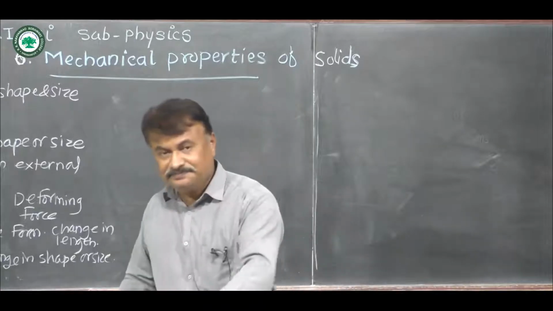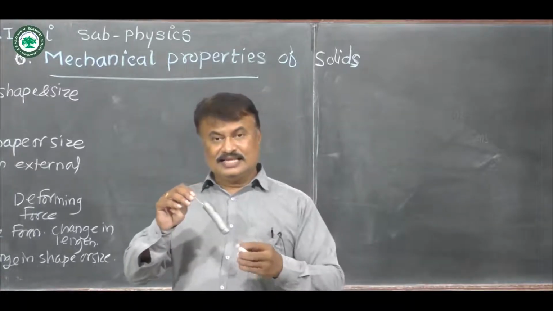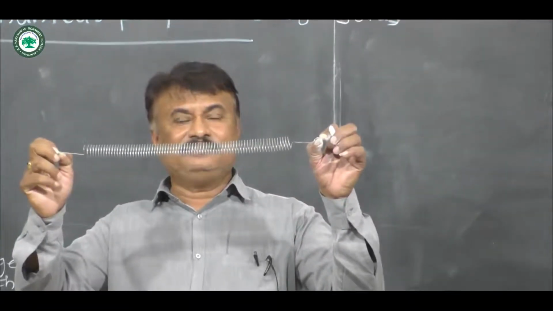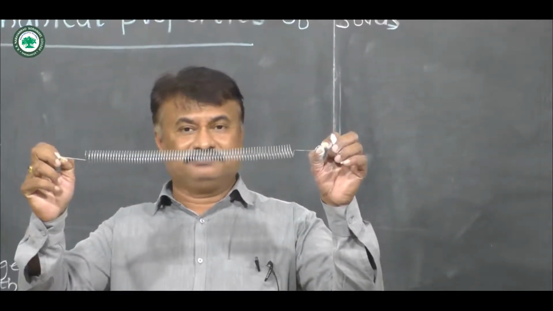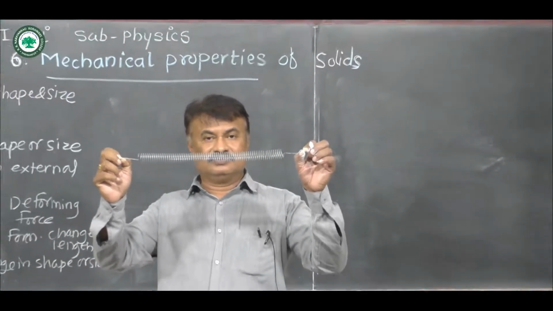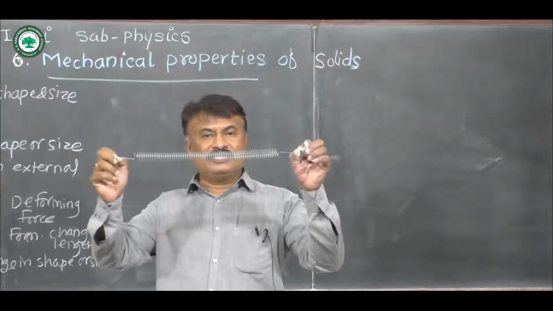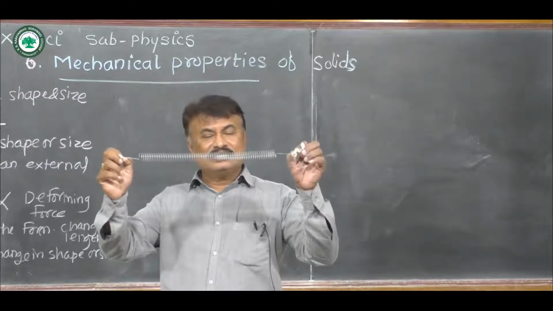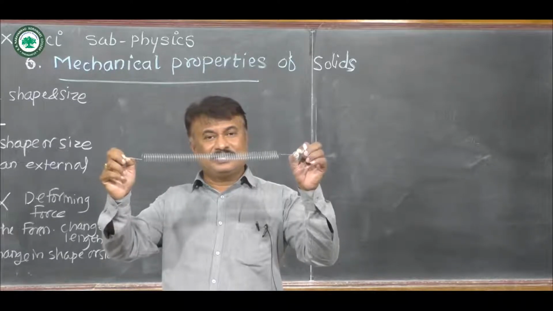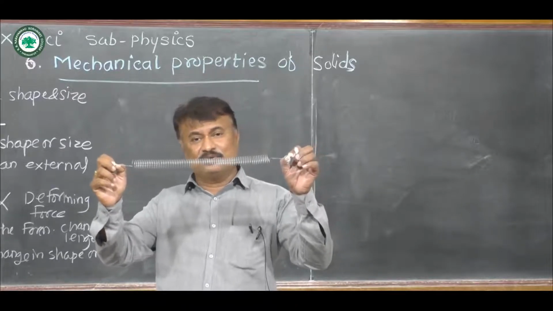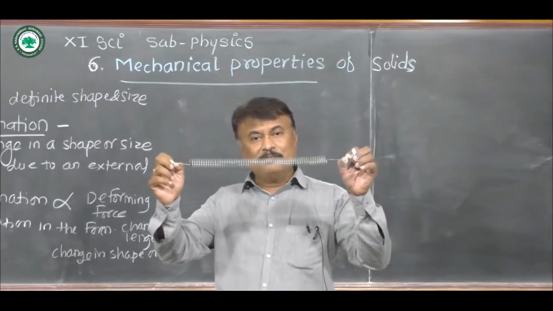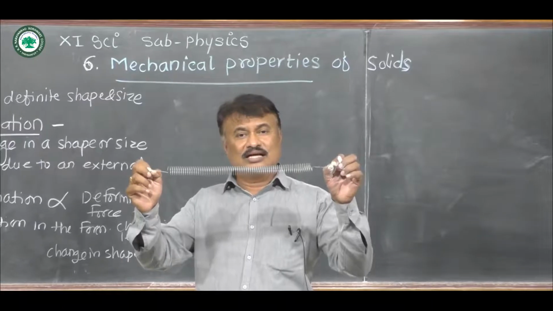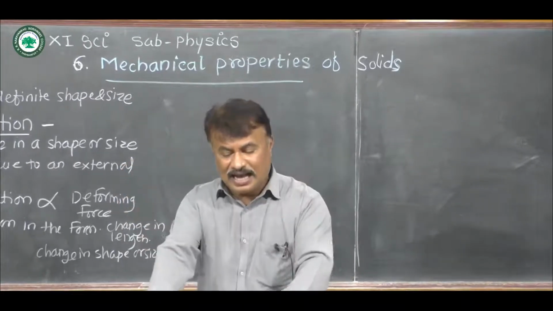If you consider this example of spring, if we applied the force to both ends of the spring, then the length of the spring increases. There is another force inside the spring, that is the internal restoring force. The magnitude of applied force and internal restoring force is equal.